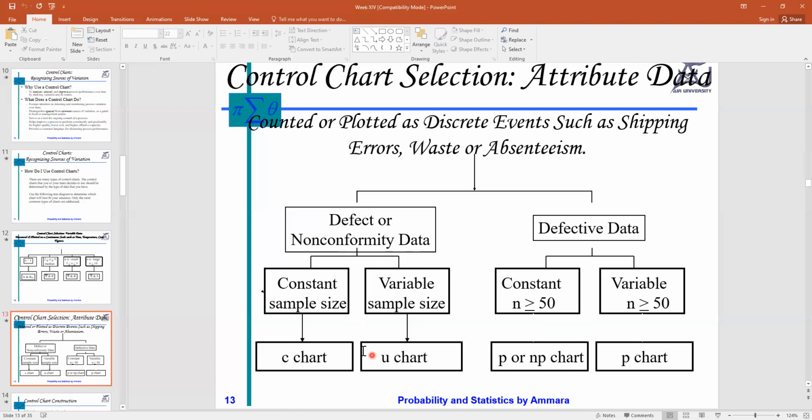But if your study is related to qualitative factors, then you need to find defect or non-conformity data and defective data. In this case, for constant sample size, the C chart is the best representative. The U chart is for variable sample size. But whenever your sample size increases, like greater than 50, then for constant sample size, the P chart, which is the proportion chart, and the NP chart, you can use both. And in case of variable sample size, you need the P chart.